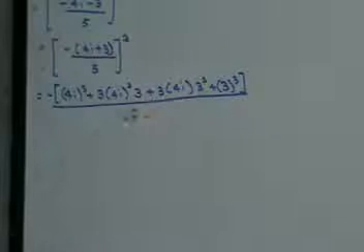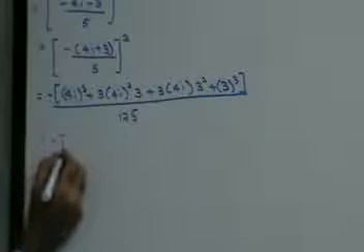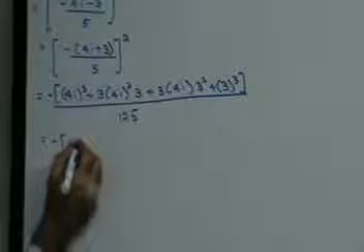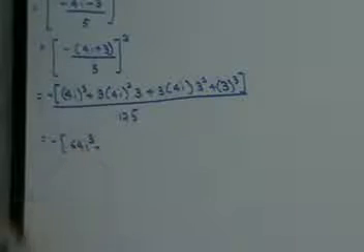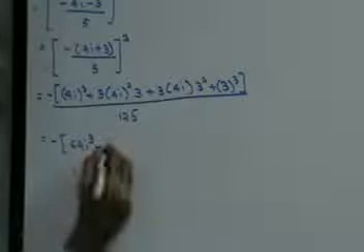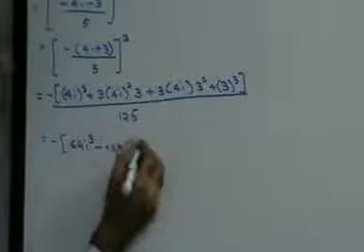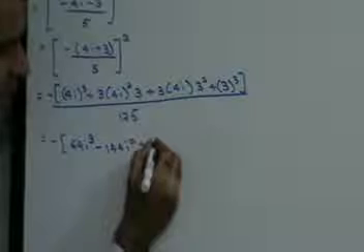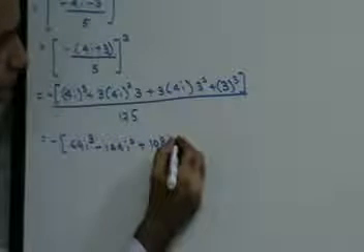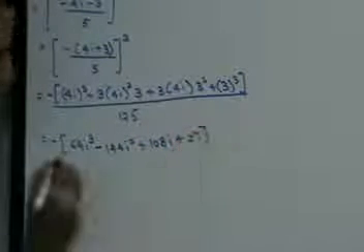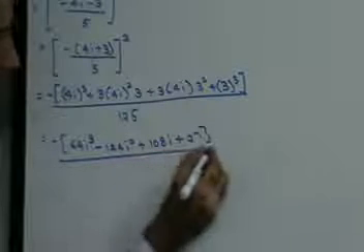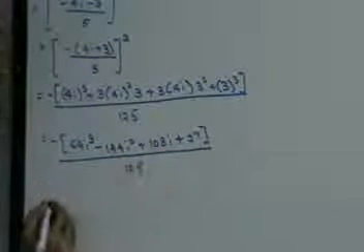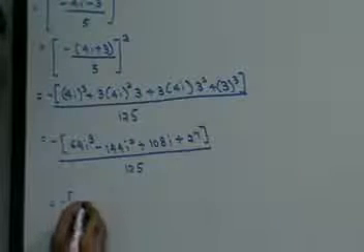upon 125. 5 cube is 125. Minus sign as it is. 4 4s are 16, 16 4s are 64, i cube. 4 4s are 16, 16 9s are 144, i square, plus 3 3s are 9 and 12, 12 9s are 108, i, plus 27, upon 125. This is minus 64.